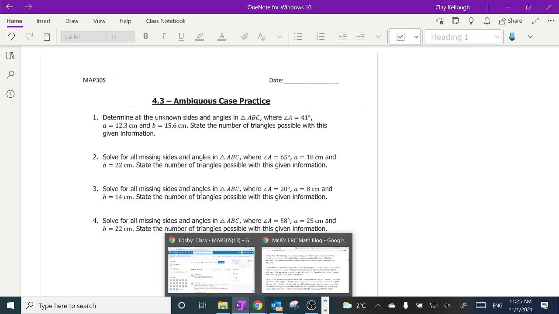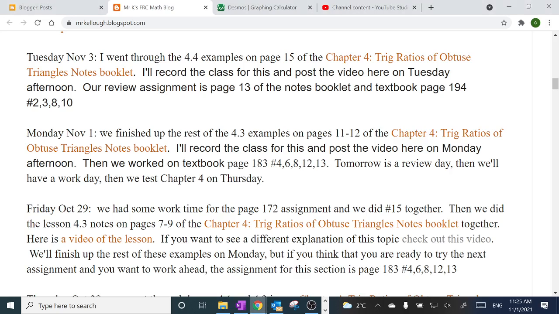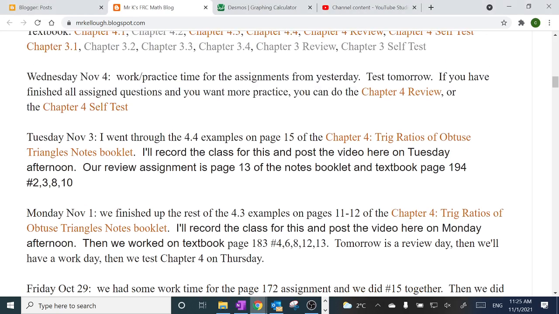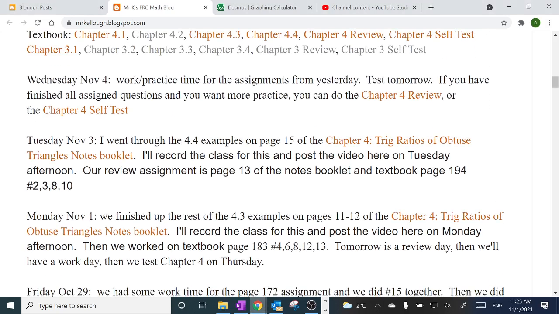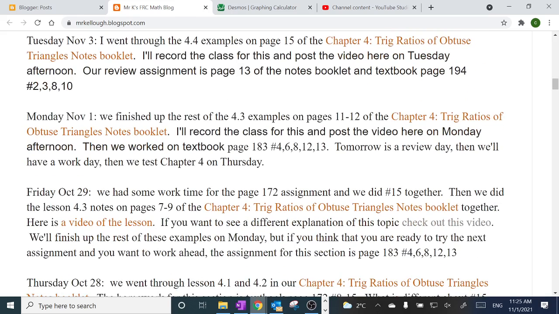So if you go take a look at the blog, I wanted to make sure my blog was ready for most of the week. So I've got Monday, Tuesday, Wednesday. Today's only Monday. So the questions I'm going to assign from the textbook are right here. Page 183, 4, 6, 8, 12. Just 5 questions. Okay?